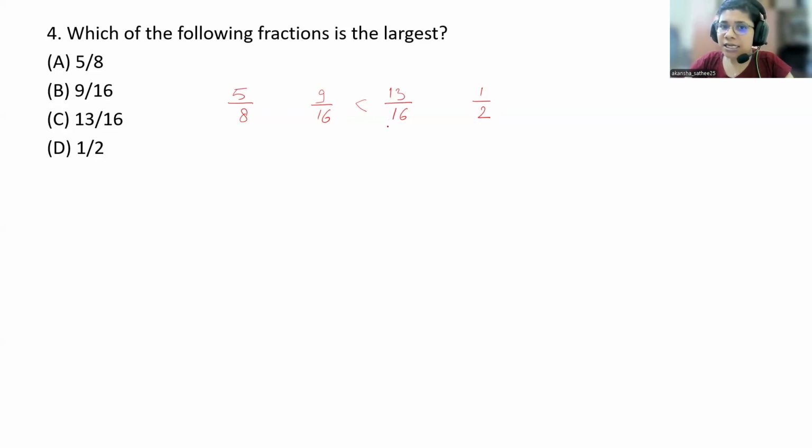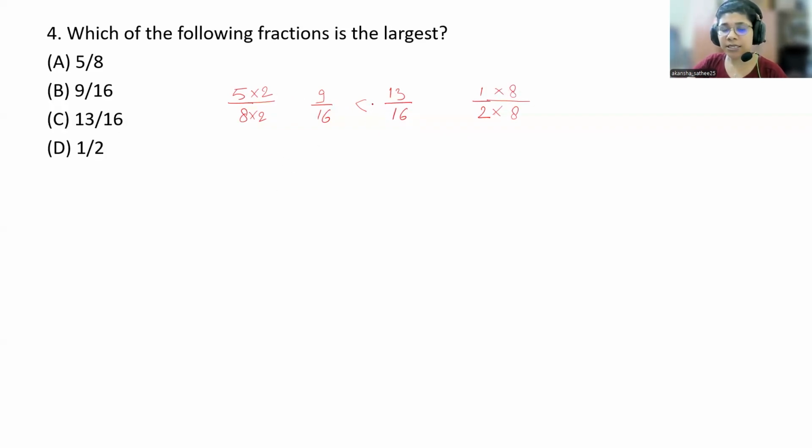So 16 and 16. So the common bottom will be 16. So how will you convert 8 into 16? You know that 8 into 2 is 16, right? So multiply by 2. How will you convert 2 into 16? Multiply it by 8, right? 8 into 2 is 16.